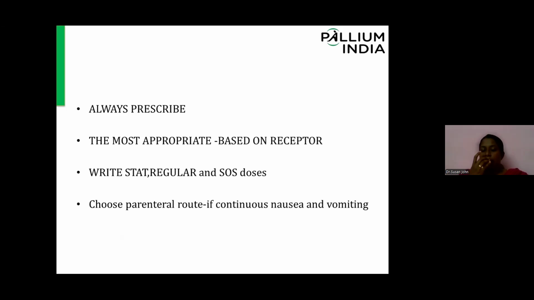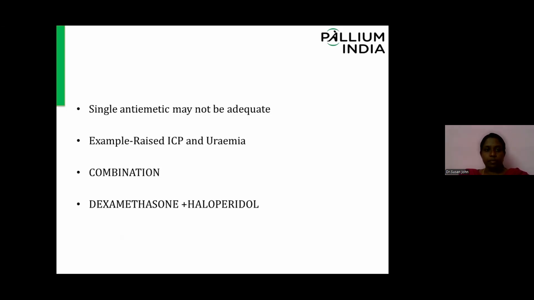Sometimes the patient needs only stat doses, sometimes the patient needs regular doses, that may be 8th hourly, 12th hourly or maybe 4th hourly. Maybe a continuous infusion. And some patients also need rescue doses for breakthrough pain and breakthrough vomiting. So that is also very important. And choose the parenteral route: if continuous nausea and vomiting is there, you can choose the parenteral route.